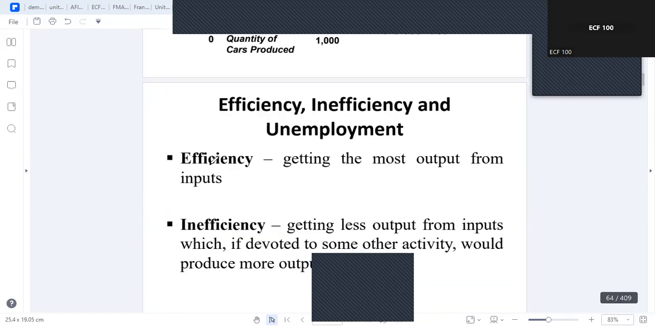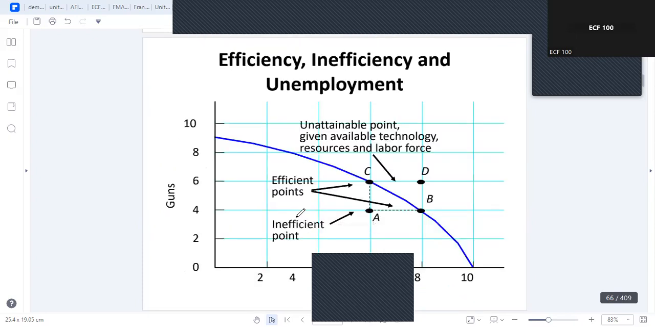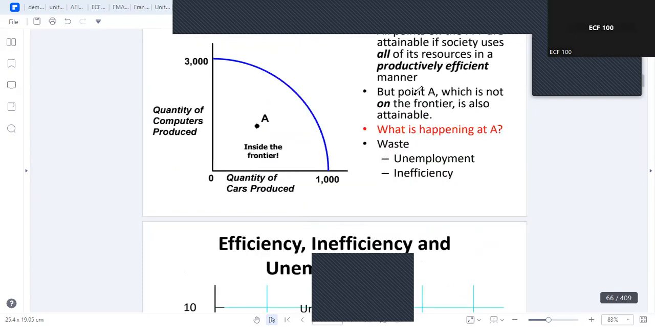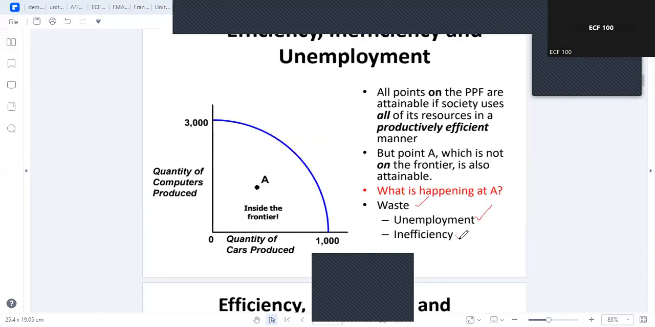So efficiency is simply getting the most. Efficiency is getting the most out of what? The outputs. And inefficiency is getting less from the inputs if we devoted time to other activities. So to analyze this PPF, all points on the PPF are attainable. They depict efficient resource allocation. Point A, on the other hand, is attainable, but we are being wasteful. We are underemploying, we are being inefficient.